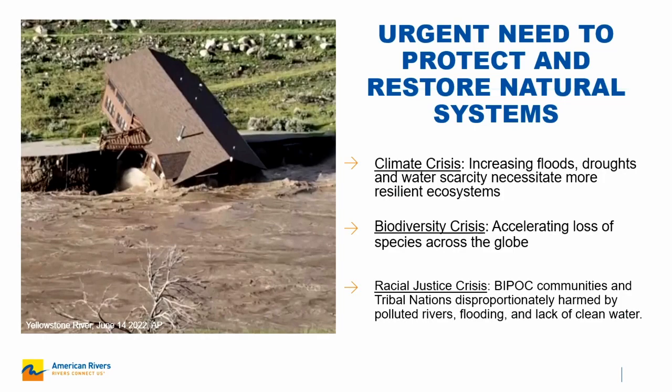Second is the biodiversity crisis, and third is the racial justice crisis, which we have really been integrating a lot more into our work, which I won't be able to get into here because of the time constraints. But rest assured that much of our flood management, our floodplain restoration, is really focused on equitable outcomes and working with and for and in concert with the BIPOC communities and tribal nations that tend to be the most disproportionately harmed by polluted rivers and flooding.